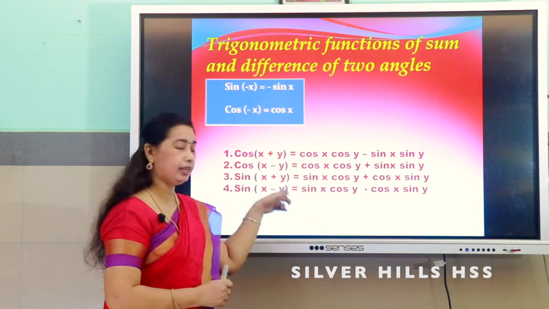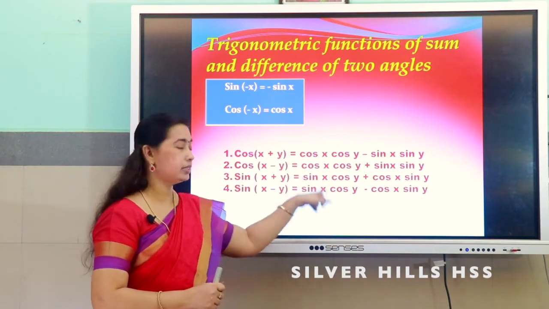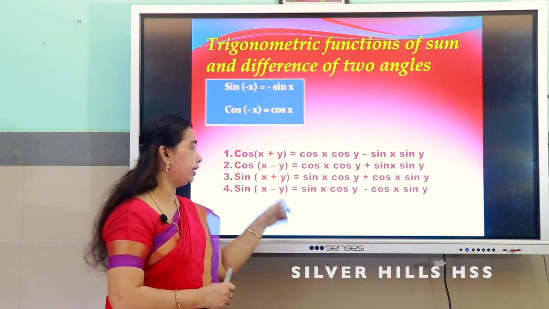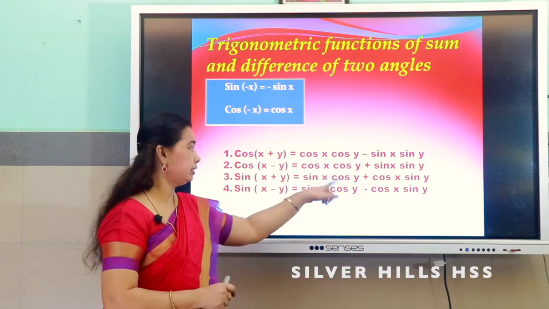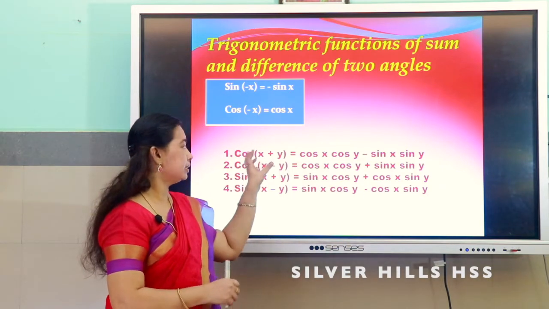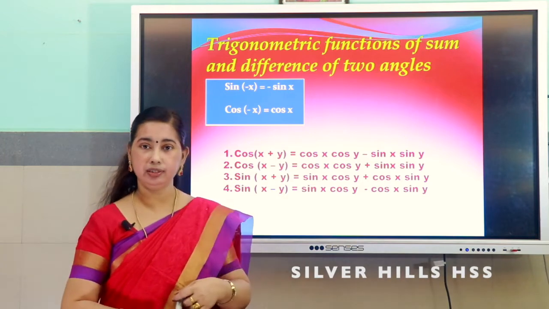And sin of x plus y is sin x cos y plus cos x sin y. And sin of x minus y is sin x cos y minus cos x sin y. So, we can write it as a sum and difference of angles.